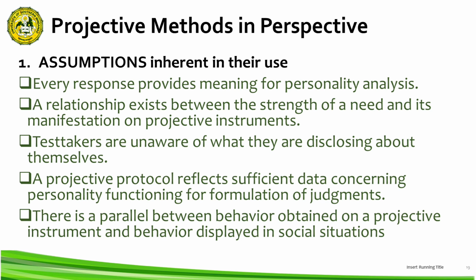Another set of assumptions, the following: every response provides meaning for personality analysis, a relationship exists between the strength of a need and its manifestation in projective instruments, and so on and so forth, are dismissed by Murstein as cherished beliefs accepted without the support of sufficient research validation. And the last assumption is the existence of the unconscious. Murstein criticized it and argued that though the term is widely used as if its existence were a given, some academicians have questioned whether in fact the unconscious exists in the same way that, say, the liver exists.